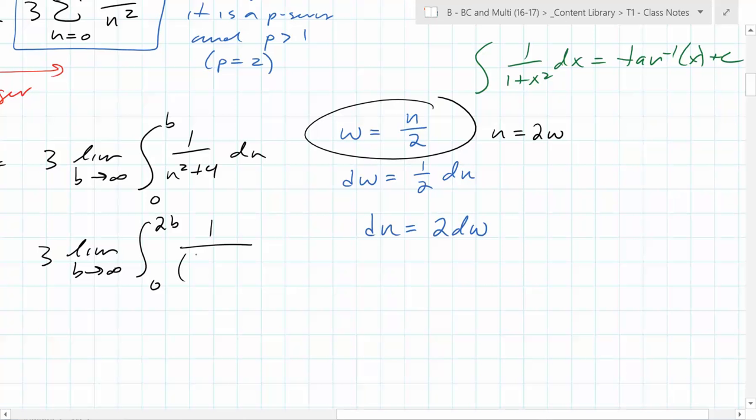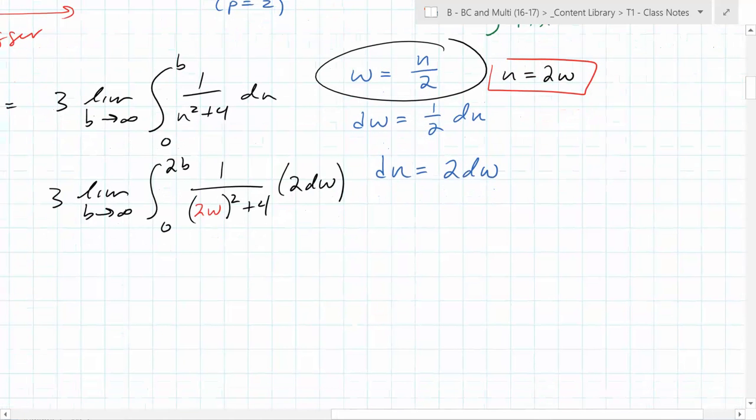You're substituting for n. What does n equal, everybody? So what do you plug in? So it's 2w squared, thank you, Chip, plus 4, and then instead of dn, what do I write? 2dw. You are now entirely in terms of w. We're in single variable calculus still.